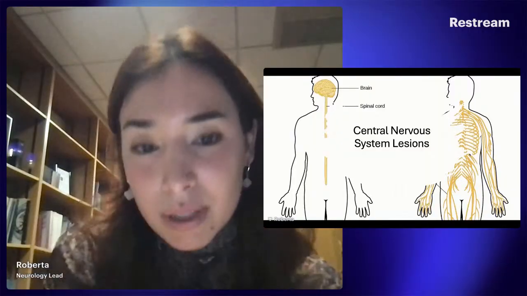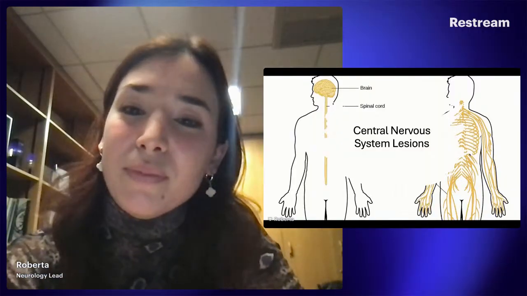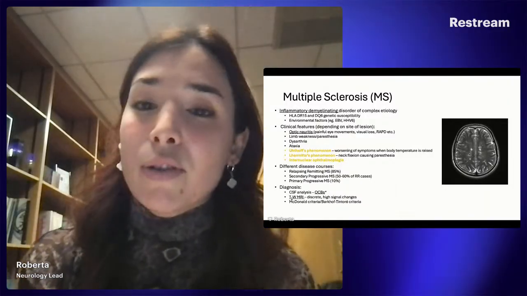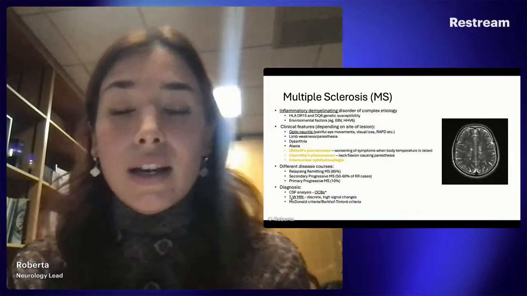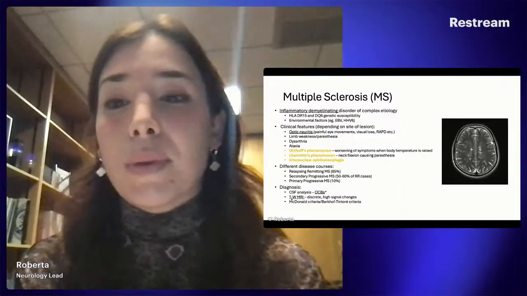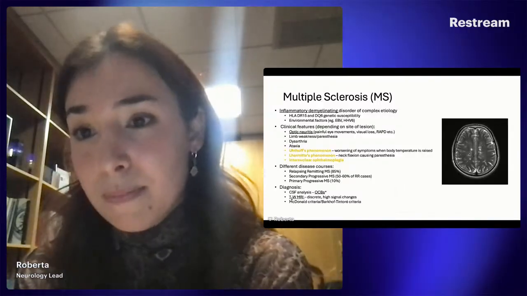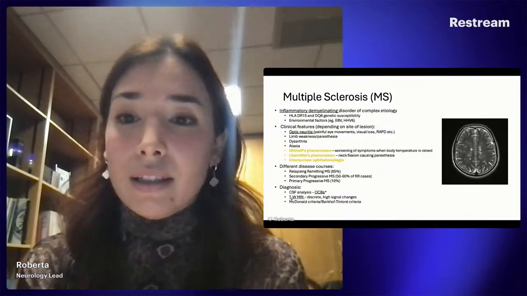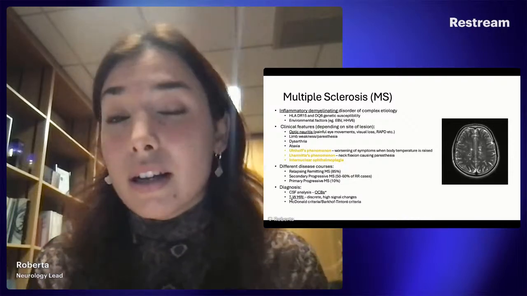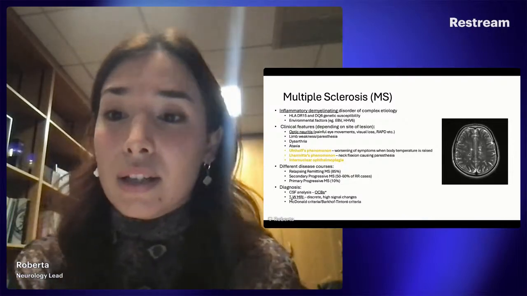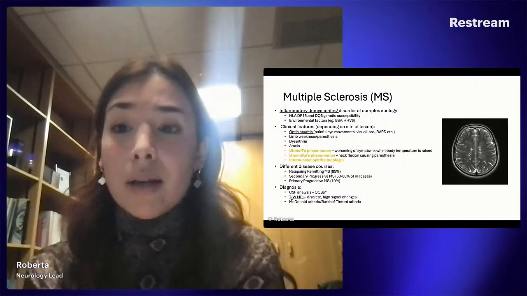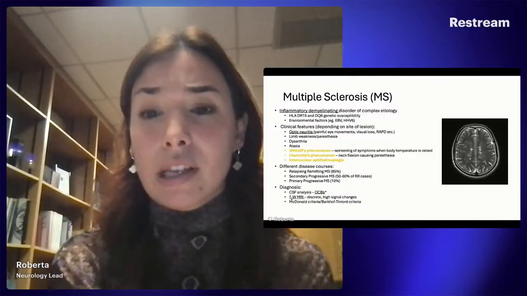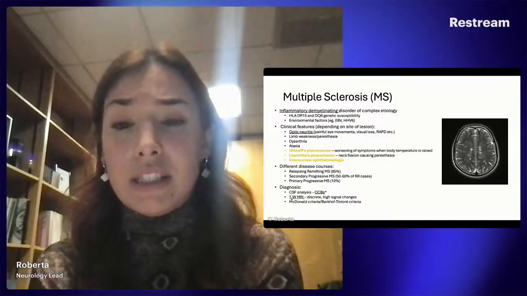Moving on to central nervous system lesions, perhaps a bit more exciting. A very common one that you see often is MS, multiple sclerosis. Now, just like Guillain-Barré, this is also a demyelinating disorder, but it actually affects the myelin of the central nervous system. There isn't an obvious underlying genetic cause, but there is a susceptibility associated with certain HLA haplotypes, such as DR15 and DQ6.